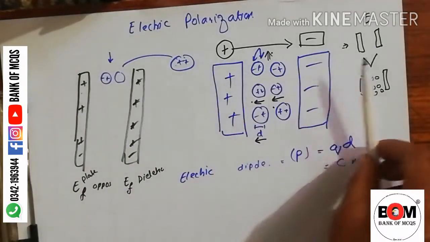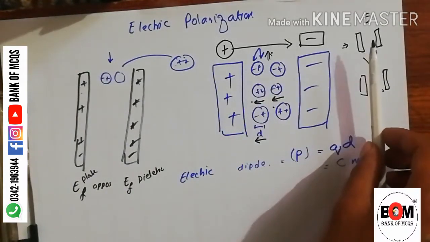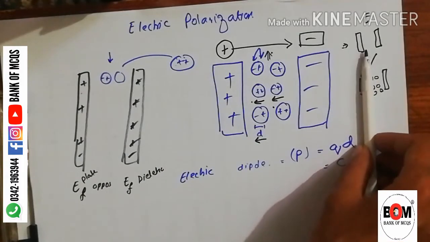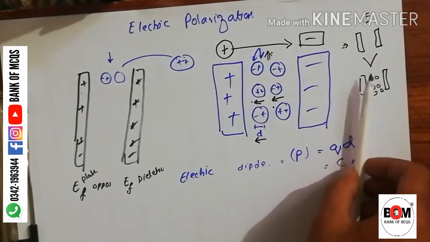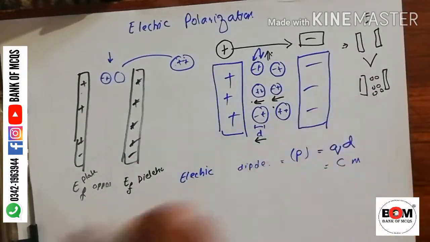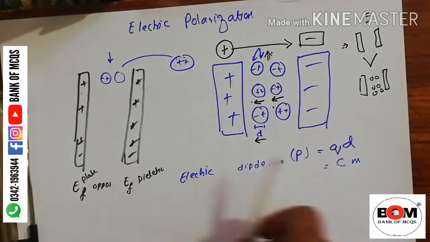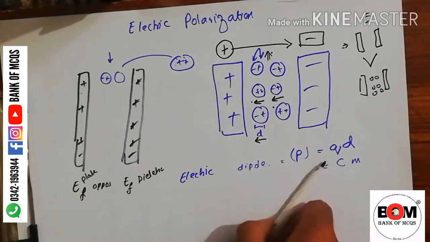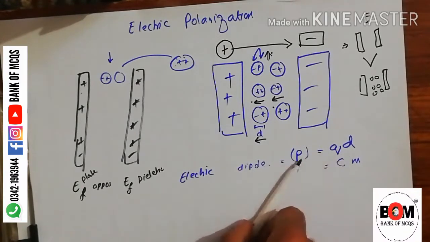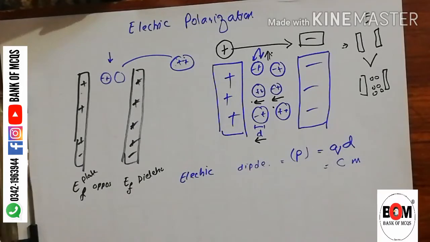So the electric field of a capacitor without any dielectric is always greater than that of a capacitor which has a dielectric substance. So this was a point. Next was the point of electric dipole moment. So dipole moment is equal to Q times d, and its unit is coulomb meter.